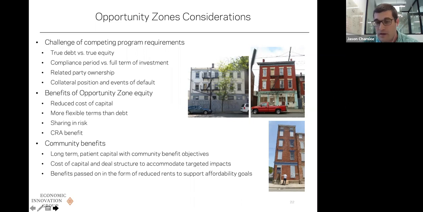And again, in this case, with institutional capital, particularly a bank, they were looking at it as a CRA opportunity, and so that's just an added benefit to them to help work through the flexibility to make this deal work. And then, even broader beyond the project, why is Opportunity Zone a key tool for community development, community benefits? Again, building off the specific example, it's a long-term patient capital investor who can share in the upside. Oftentimes, community benefit objectives, cost of capital, deal structure can accommodate some targeted impacts, for example, the housing targets. And then those costs of capital are reduced and can be passed on in the form of reduced rents, affordability, flexibility for small business tenants, et cetera.